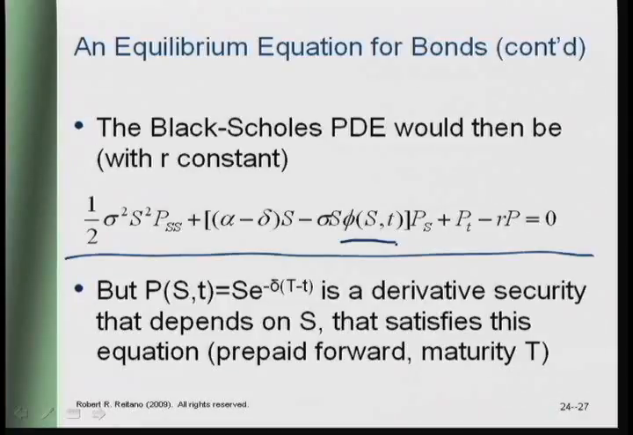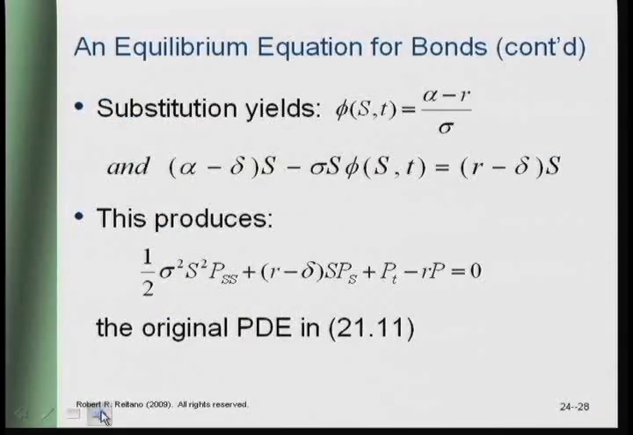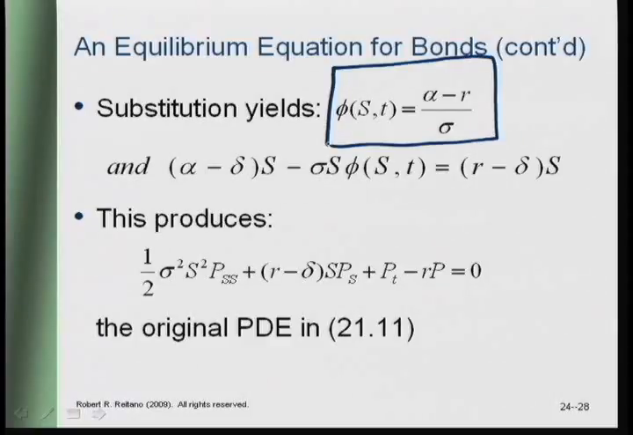Now, how are we going to determine phi? Well, actually, we know a very simple security that must satisfy this differential equation. It's the price of a prepaid forward. We saw this earlier, that a prepaid forward on S is a derivative security, and therefore it must satisfy the equation. If we put this price function in this differential equation, do a little bit of algebra, we will conclude that phi is alpha minus r over sigma. That phi, for the purposes of stock, the Sharpe ratio, is identifiable by the coefficients in the S process. And when we use this value of phi in our differential equation, that mysterious coefficient that looked different reduces to the coefficient in the Black-Scholes equation. And when we do that, we get the original Black-Scholes equation.